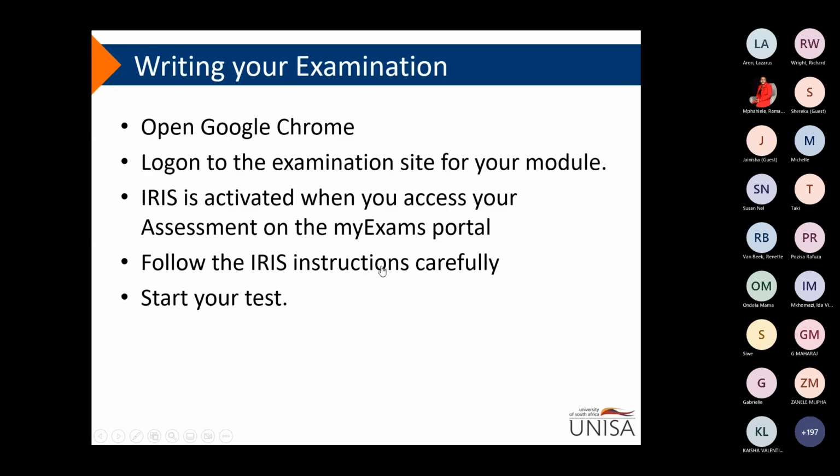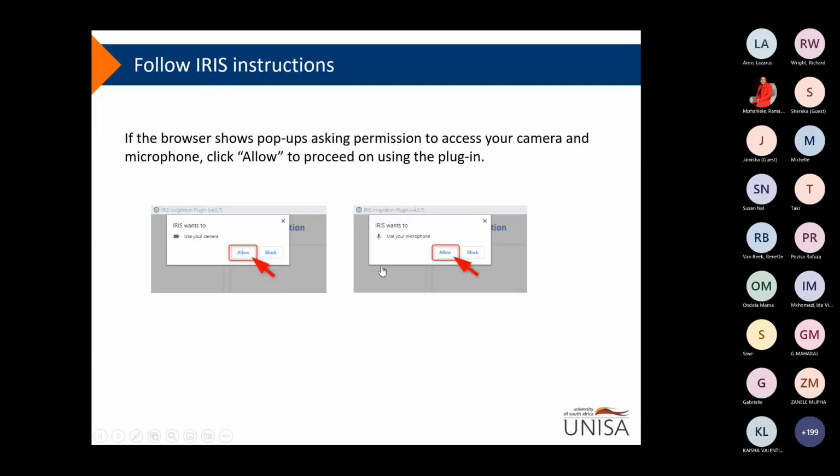So on the day of your examination, you will go to Google, you will open Chrome, you will log onto the examination site. Iris is activated when you access your assessment on the portal. You will follow the Iris instructions carefully, and then you will start your test. I'm going to take you now through the Iris instructions.